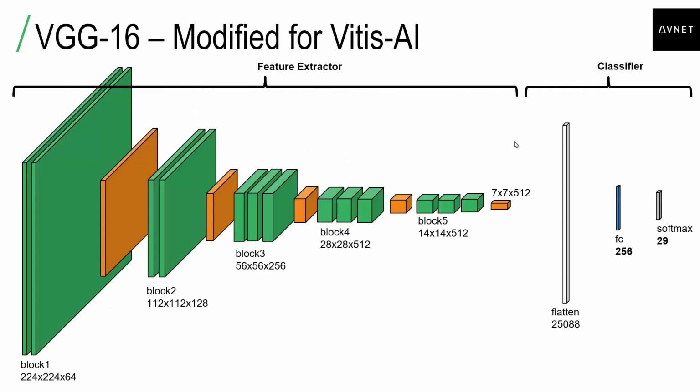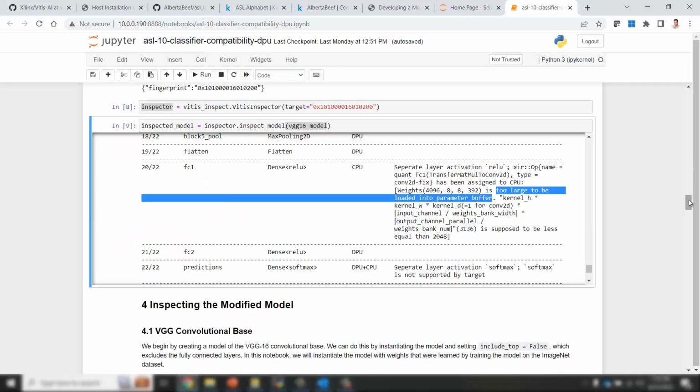Now the way I resolved this is I added an additional max pooling layer after the feature extractor, which brings the flattened layer down from 25,000 to 4,608. And it turns out this makes all the formulas happy. So this would be our new modified VGG16 architecture that will be supported by Vitis AI.